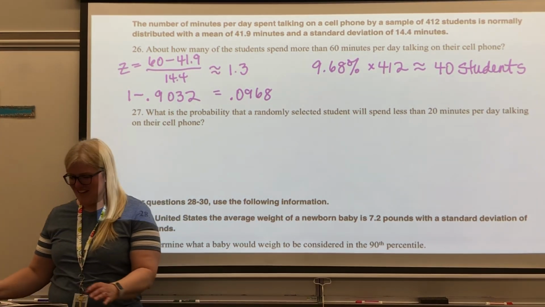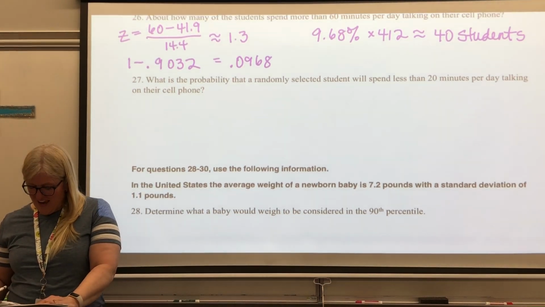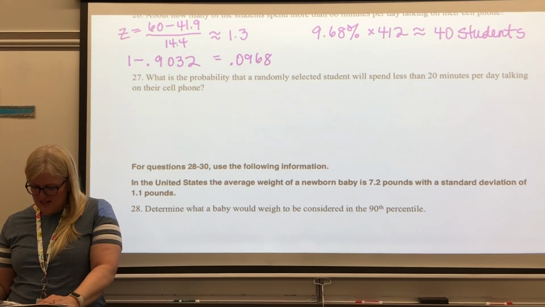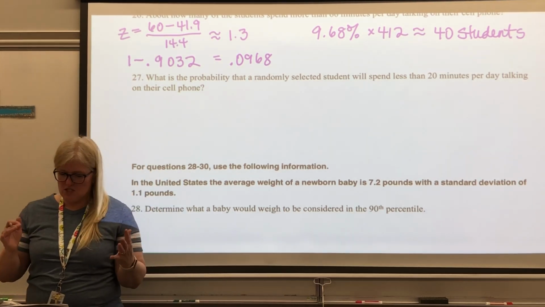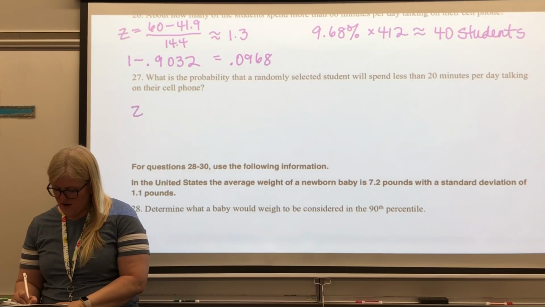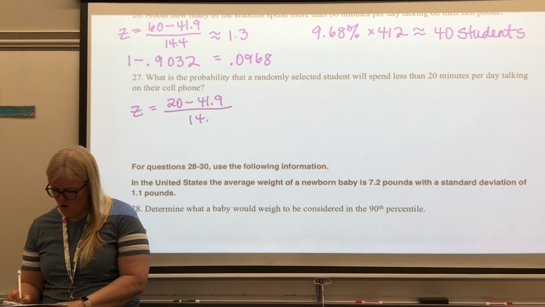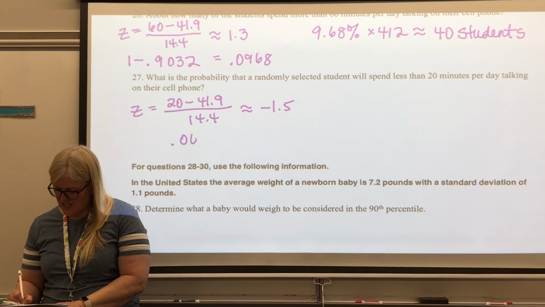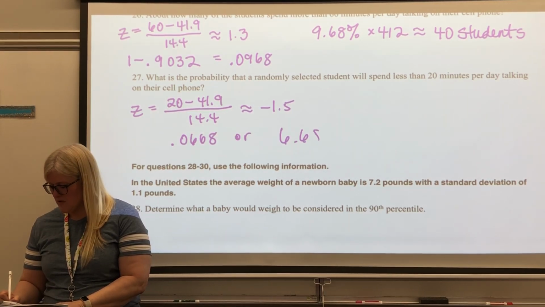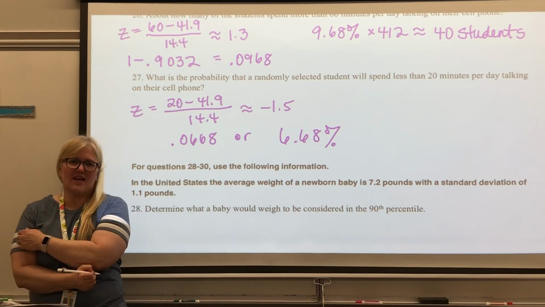Okay, number 27. What is the probability that a randomly selected student will spend less than 20 minutes? So this one's straightforward. We've got our 20 minus 41.9 over 14.4. This is approximately negative 1.5. This is 0.0668 or 6.68%. And that's the answer.